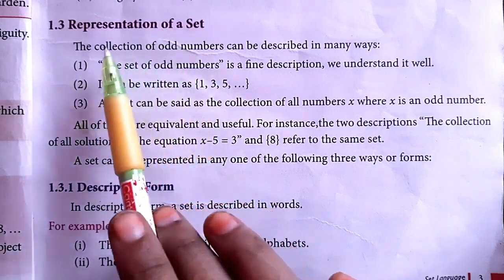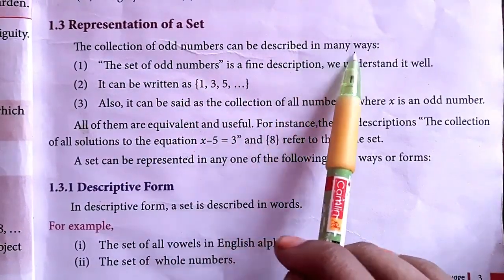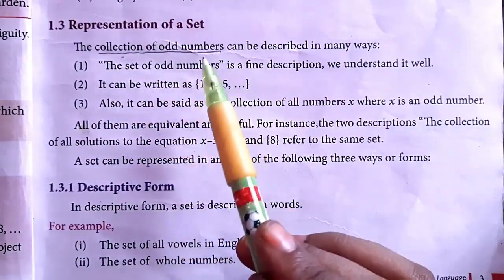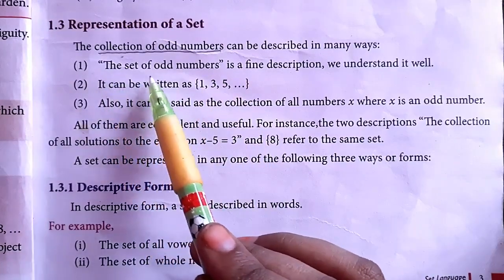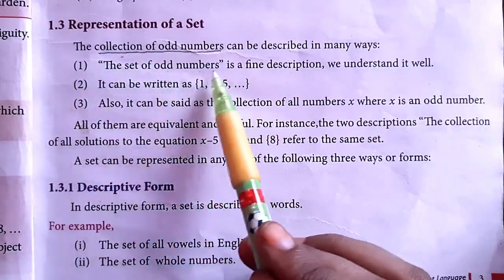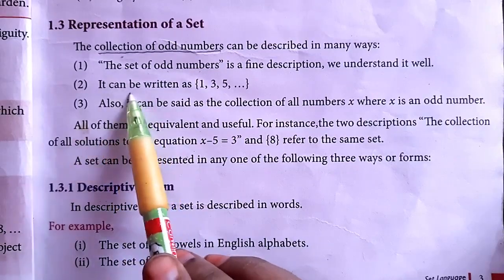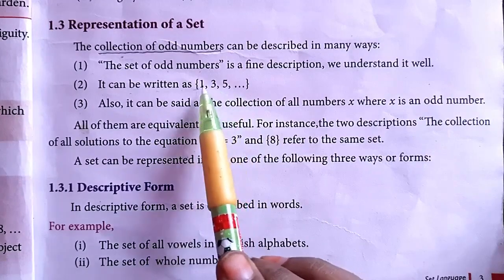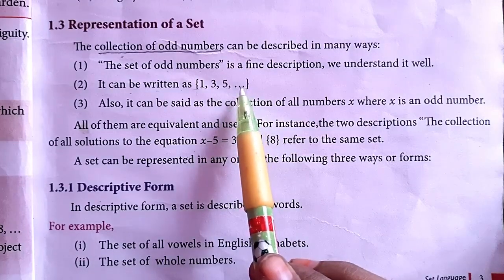Representation of a set. Look, the collection of odd numbers can be described in many ways. Actually the set is a collection of odd numbers. So what are the ways we can express or describe it? Look at the first method. We can use words: the set of all odd numbers. We are given it in words, am I right? Look at the next one. It can be written as the set of 1, 3, 5. Whenever we see 1, 3, 5, 7, 9, etc., those are odd numbers. We can identify that.